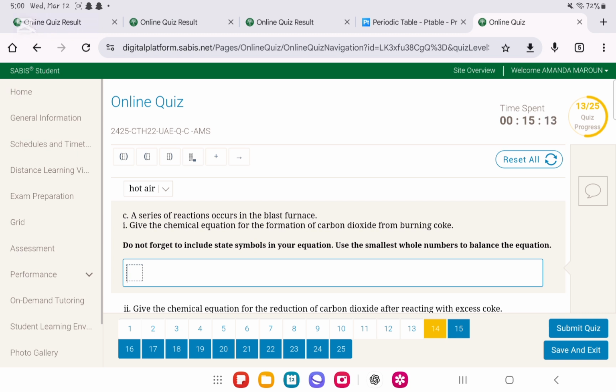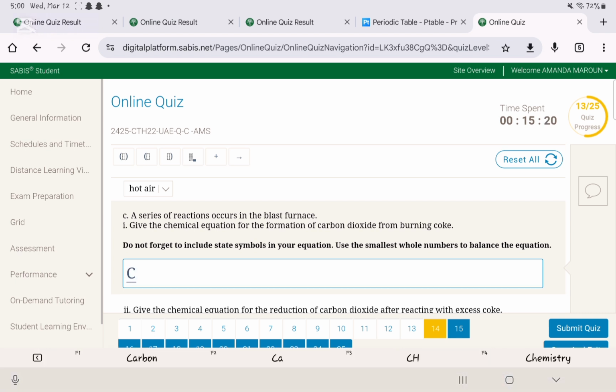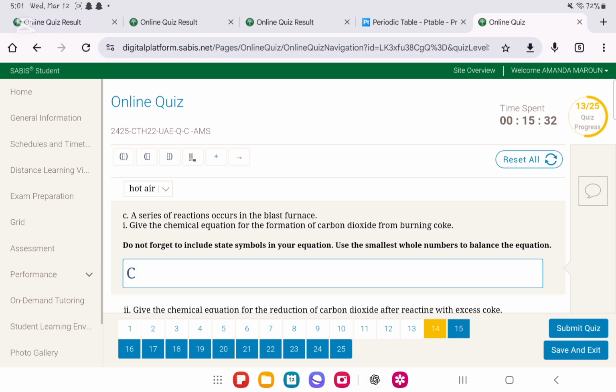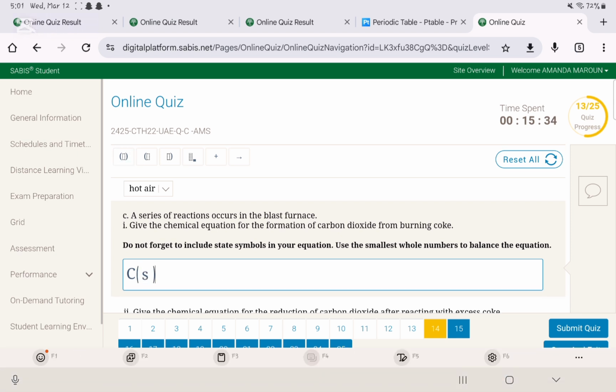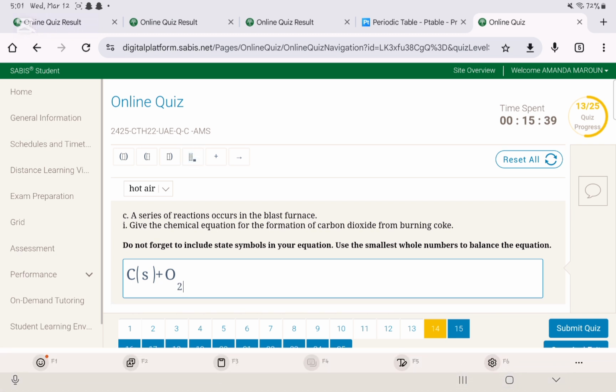Give the chemical equation for the formation of carbon dioxide from burning coke. Burning coke, that means it is carbon as a solid form, in addition to oxygen, because we said whenever we have coke as a solid, we are going to have combustion. So combustion is always with oxygen, and it will produce what? It will produce carbon dioxide.